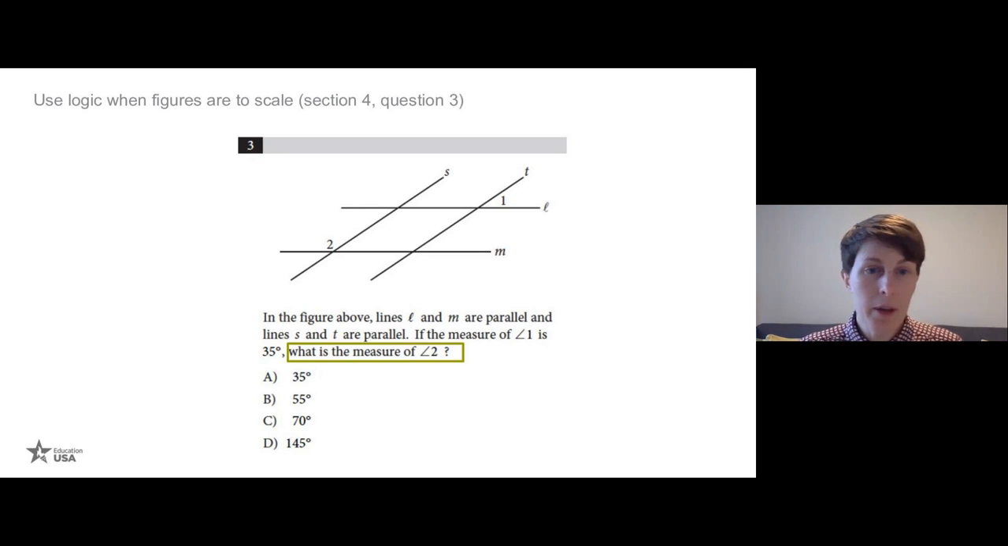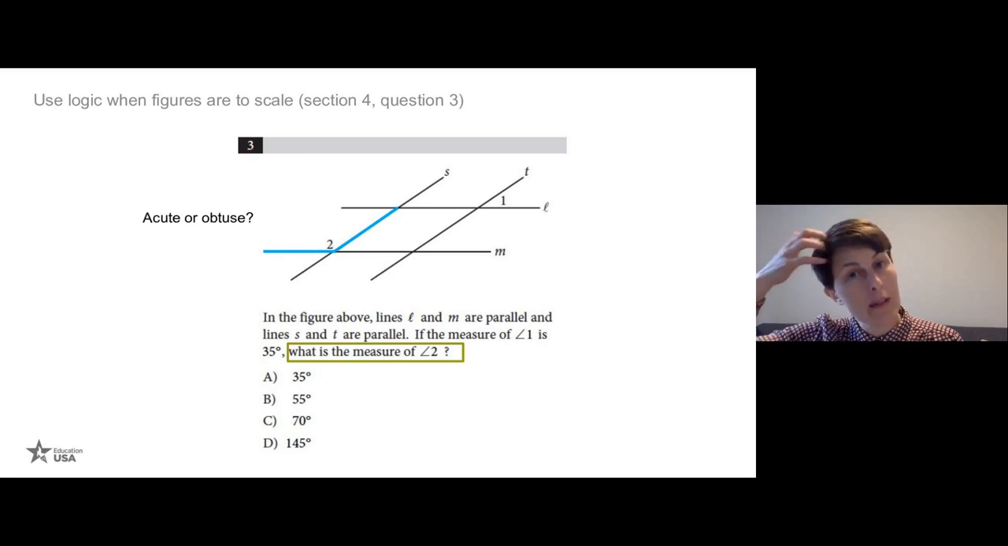So in the figure above, lines L and M are parallel and lines S and T are parallel. You don't really need to do anything with that information. It's just confirming that the figure is to scale and that those are indeed parallel lines. When you're going through this kind of information, you're just going, okay, confirmed, right? If the measure of angle one is 35, what is the measure of angle two? So when we look at angle number two, what do we know about this angle? Is it acute or obtuse?